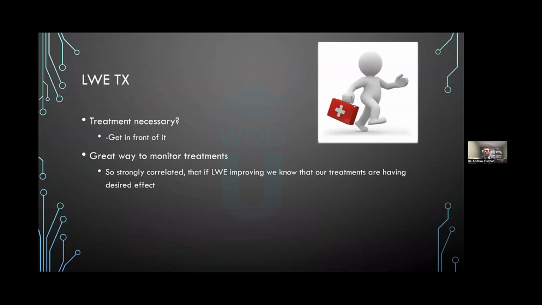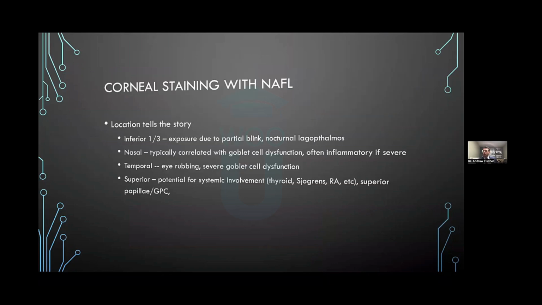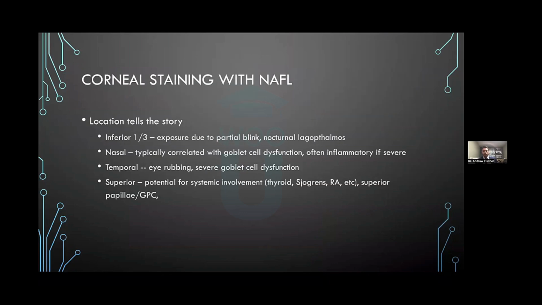But when we're talking about corneal staining using the lissamine green, the location tells a lot of the story here too, and the type of staining. So on these patients that have inferior staining, the first thought that comes to my mind is that it's due to exposure, partial blink, or nocturnal lagophthalmos. They're just not coating that bottom third of their eye with tears. Nasal staining I often find is correlated with goblet cell dysfunction.